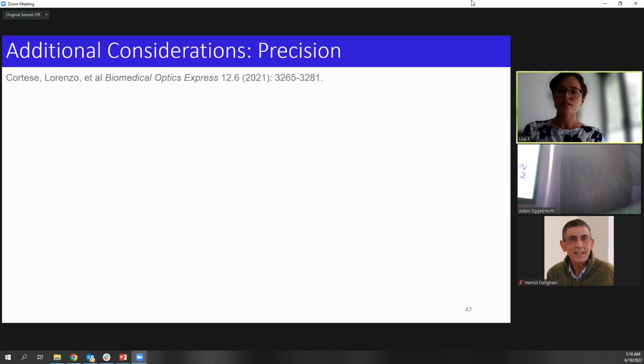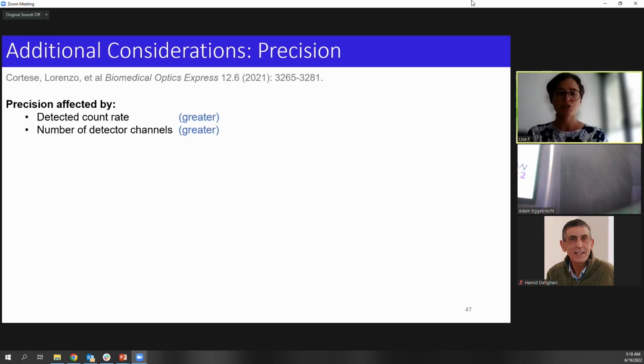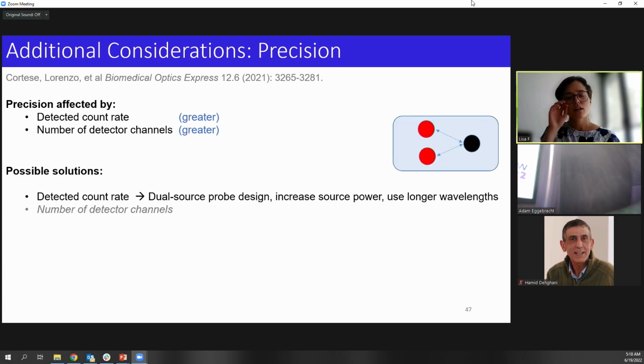In order to increase the precision in DCS measurements, precision is affected by the detected count rate. The greater the detected count rate you have, the better your precision will be, and also the number of your detector channels. The greater number of detector channels that you have, again, you're going to have a greater precision. So possible solutions to increase your precision in BFI or blood flow data is you're going to want to increase both of these factors.